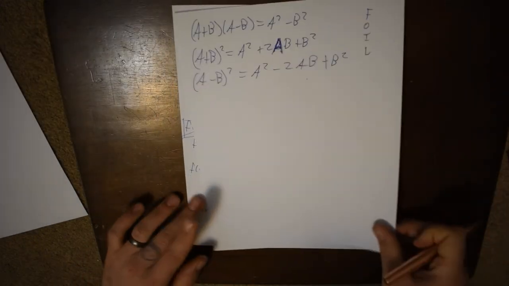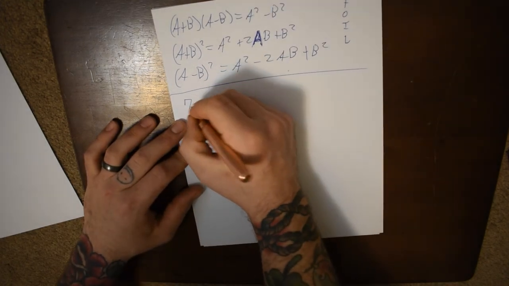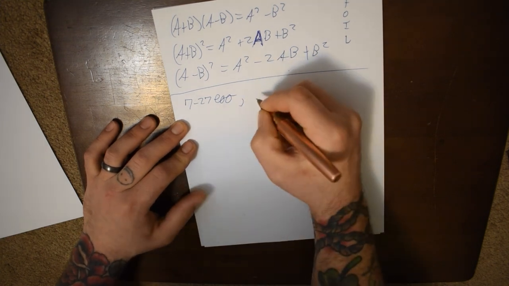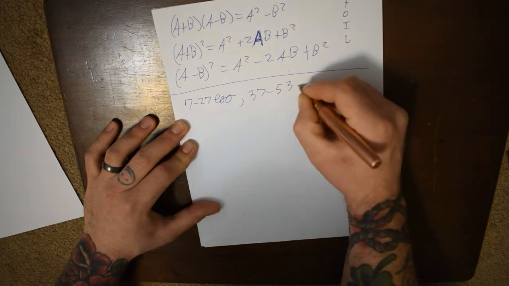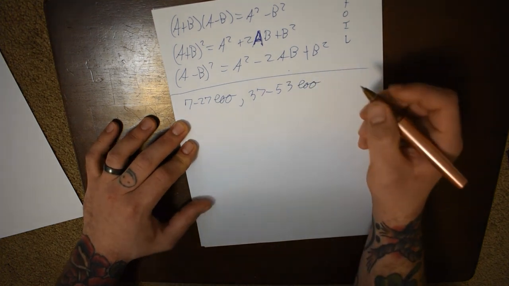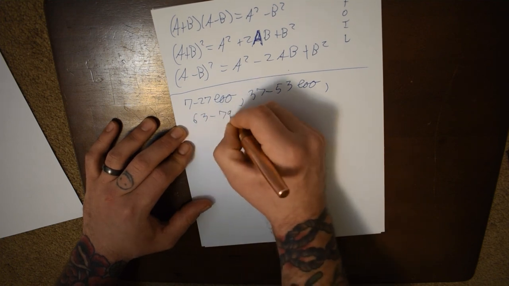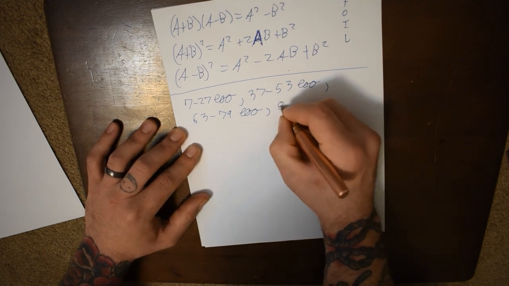That wraps it up for this lecture. Some homework for you. Go and do 7 through 27 every other odd. Go and do 37 through 53 every other odd. Go off and do 63 through 79 every other odd. And 85 and 87.